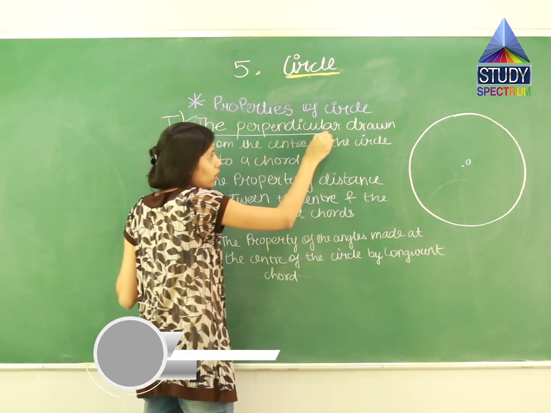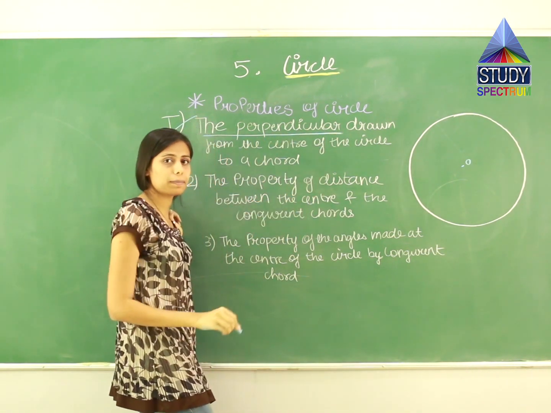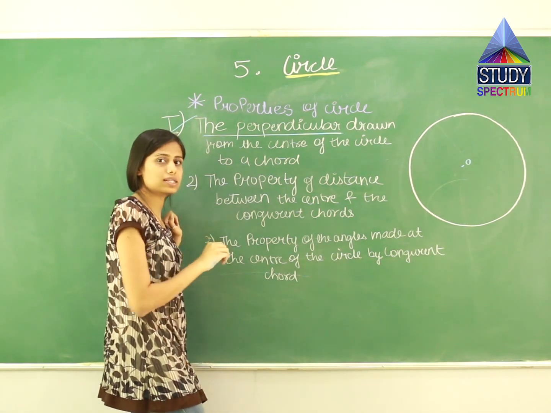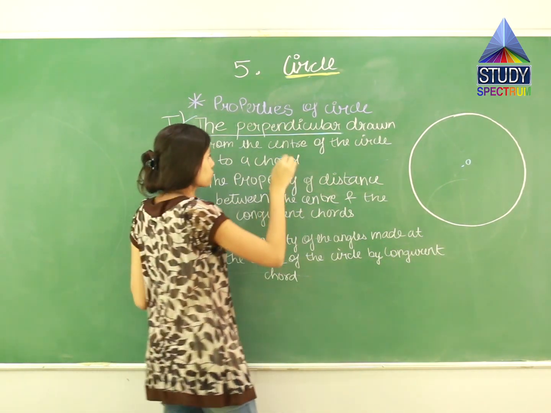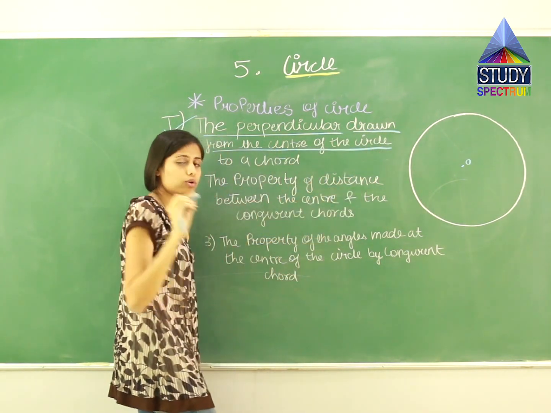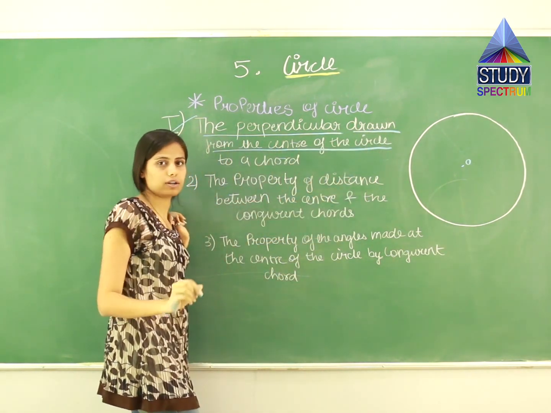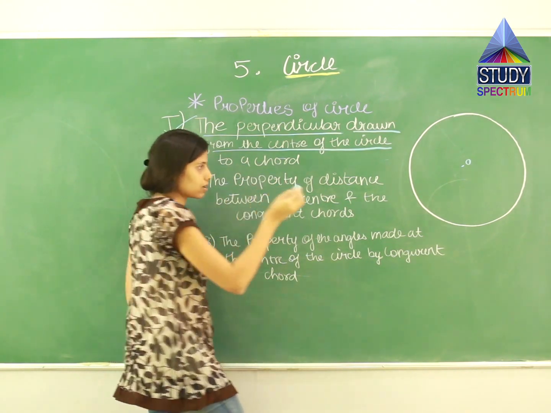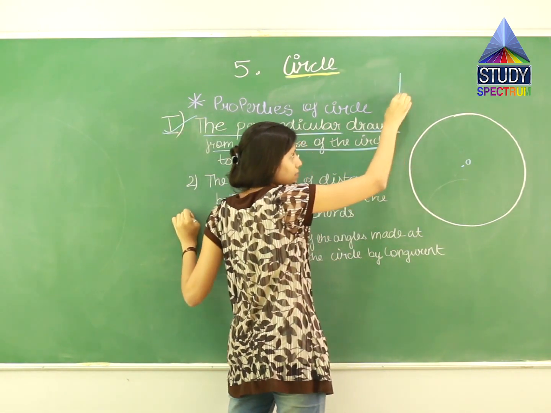The perpendicular drawn means what? You have to draw a perpendicular. But to what? Let us read the statement further. Drawn from the center of the circle. Okay, you have to draw the perpendicular from the center of the circle. But see, perpendicular means what? It is something like this.